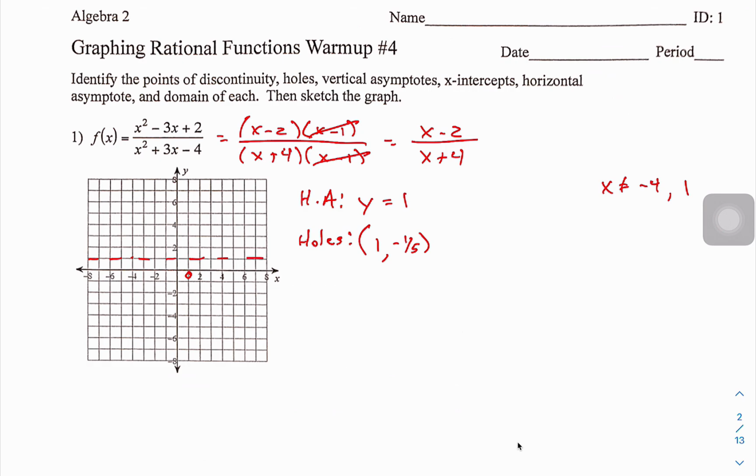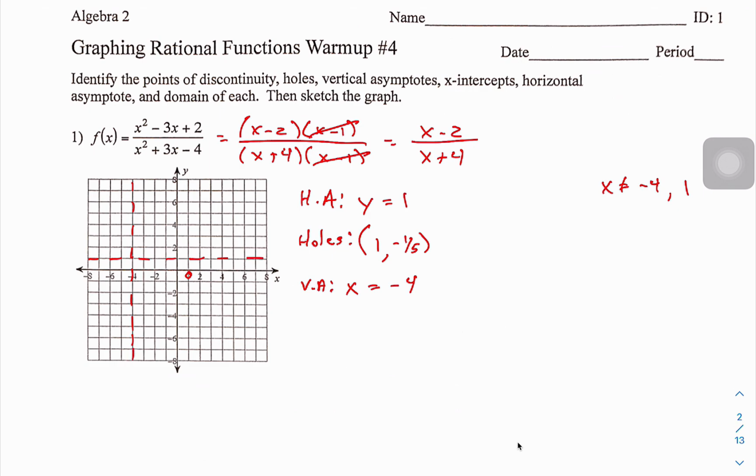Okay? Then we take a look at the vertical asymptotes. And so when you look at your simplified version, x still cannot equal negative 4. Therefore, that's where you have a vertical asymptote. At x equal to negative 4. So there's that part of it.